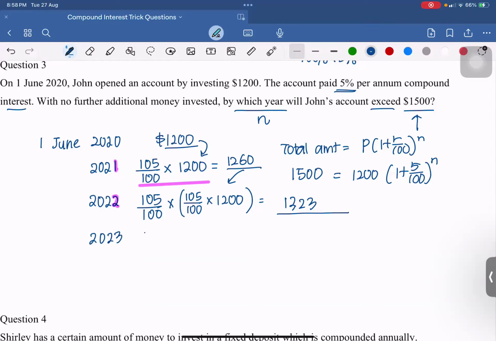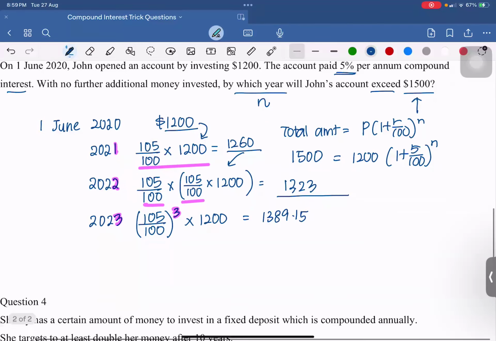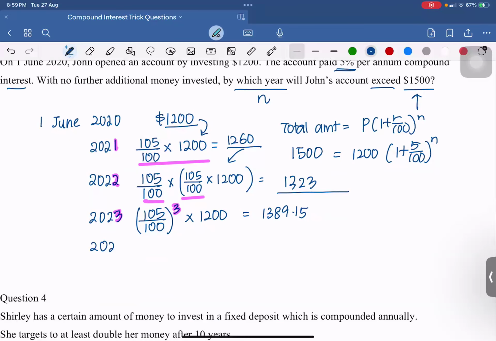Continue. 105 over 100, I'm going to write this to the power of 3 times 1200 to shorten my working. Year 3, power 3. Just now was power 2, two times, right? So can you tell me what is this number? What do you get? I got the number 1389.15. Has it exceeded 1,500? Doesn't. Continue to do.